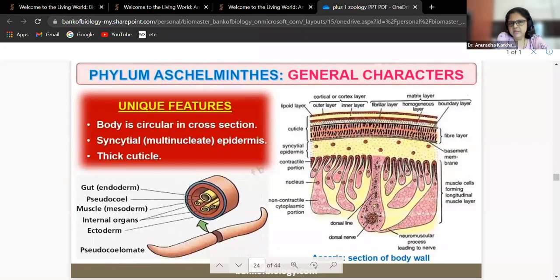What are the unique features? Body is circular in cross section. Syncytial epidermis, that is, they have multinucleate epidermal cells. They have a thick cuticle. Cuticle means a covering, a thick covering that they have.